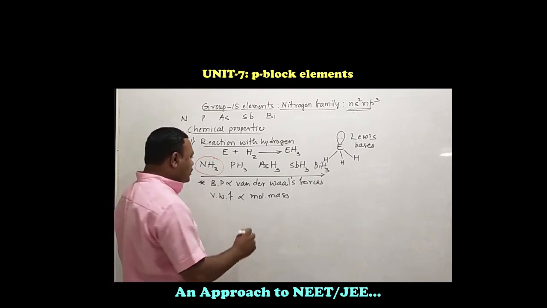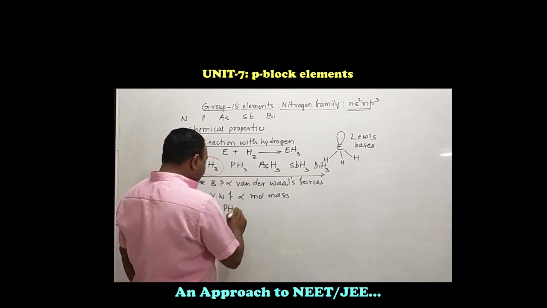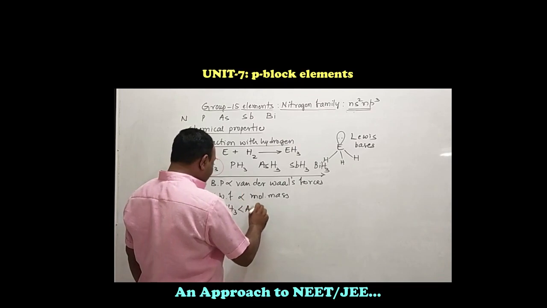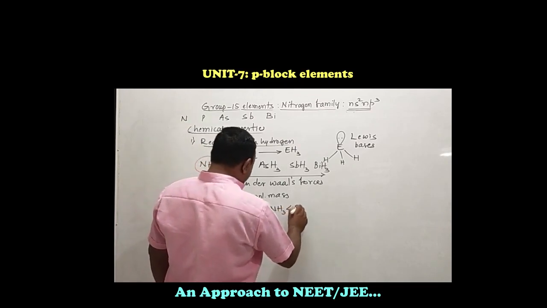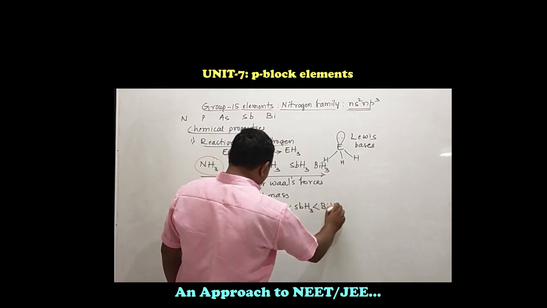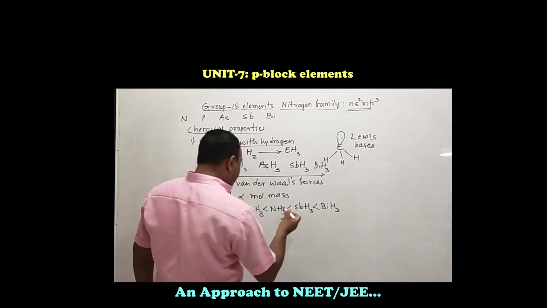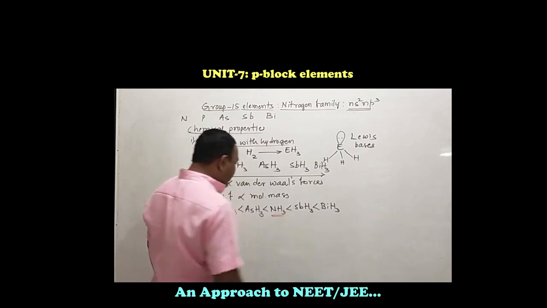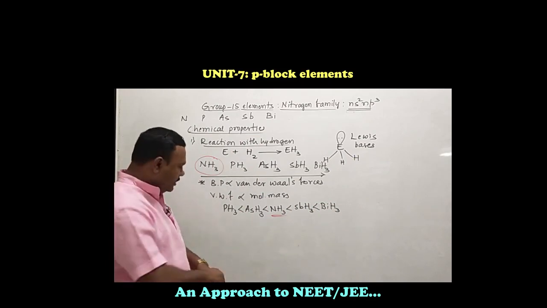But you see there is a small change. When you look at the boiling point variation, phosphine boiling point is less than arsine, arsine less than ammonia, ammonia less than stibine, stibine less than bismuthine. Ammonia we are expecting to be present in the beginning of the series, but we are getting ammonia in the middle due to hydrogen bonding.